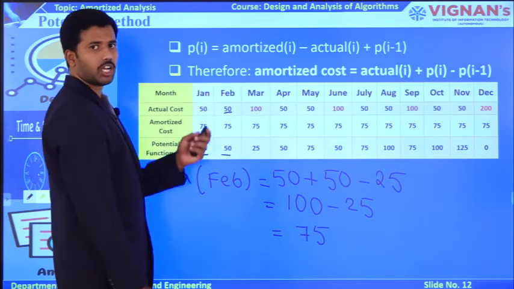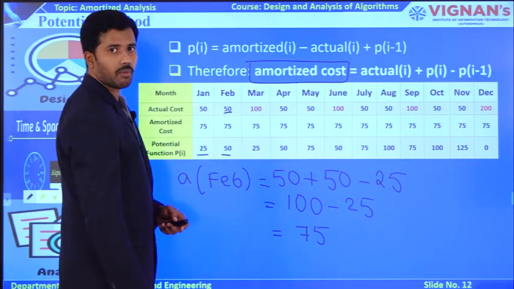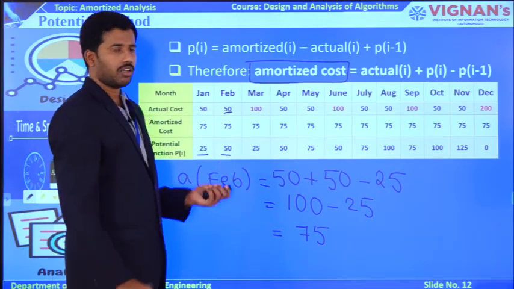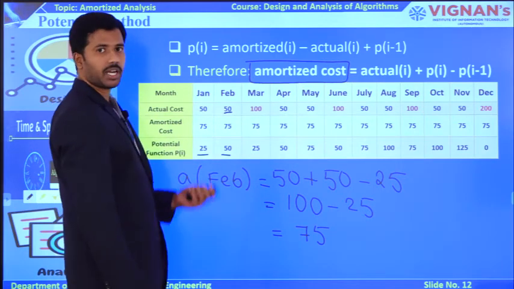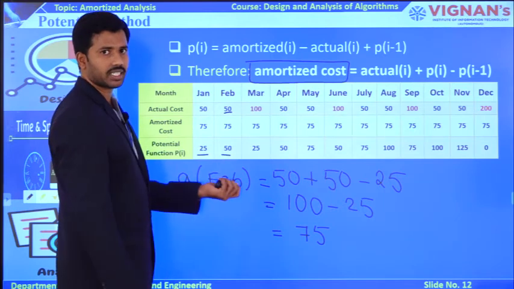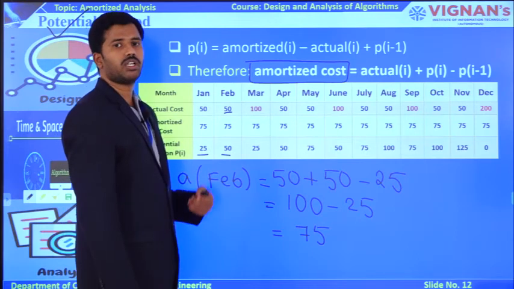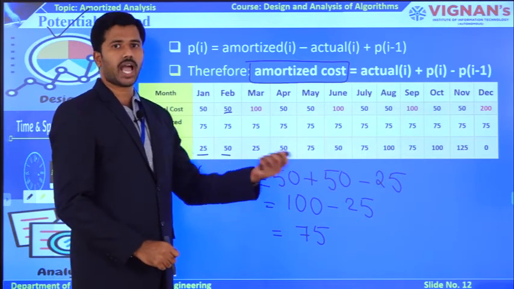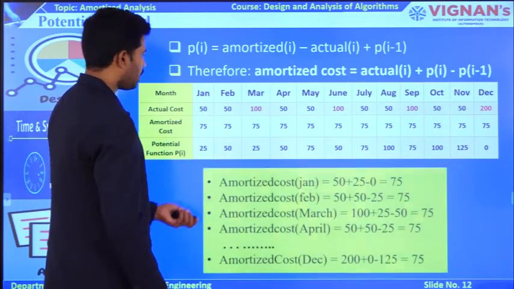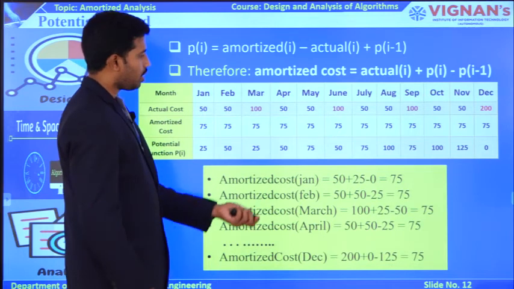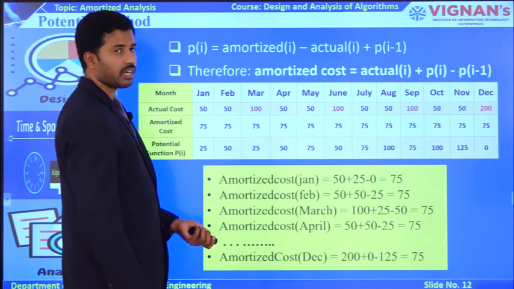So this is the way you verify whether for all the months you get the same amortized cost or not. If you got the amortized cost for every month as 75, then ultimately I can say that my aggregate method is correct. Okay. So both the potential method as well as the accounting method are used to verify the solution of your aggregate method only. That is the main thing you need to observe. So with the help of this, I get all the amortized costs as 75 only. This is the way you verify.